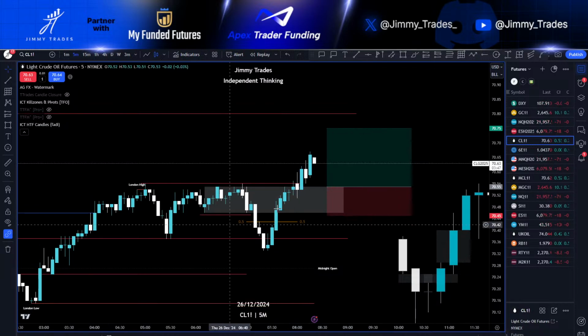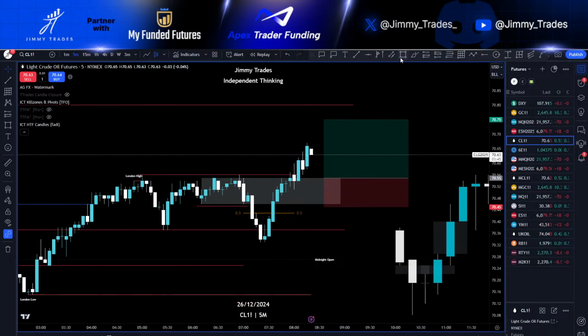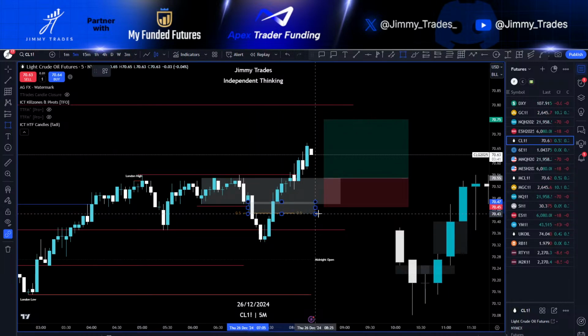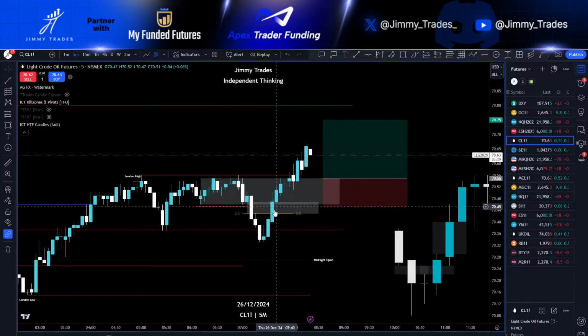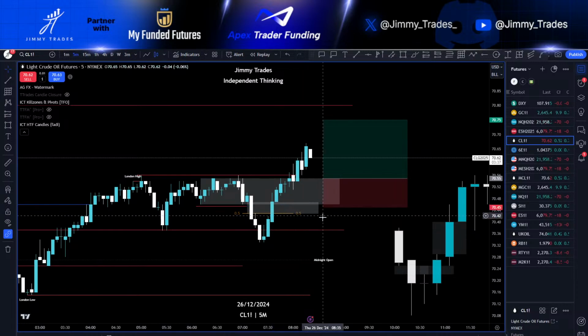And there are certain things about this trade I actually like. We've got a balanced price range in here as well. It's not just an FVG that aligns with the breaker, but it's a balanced price range too.